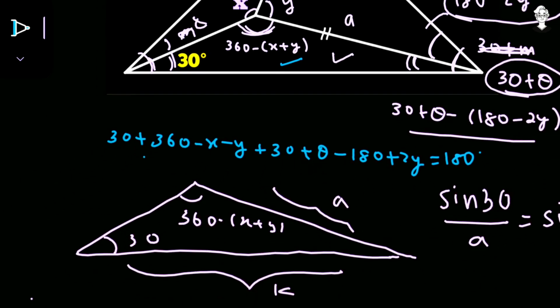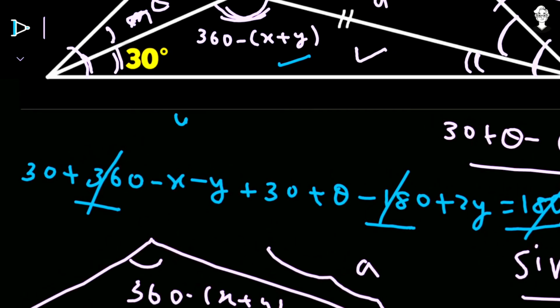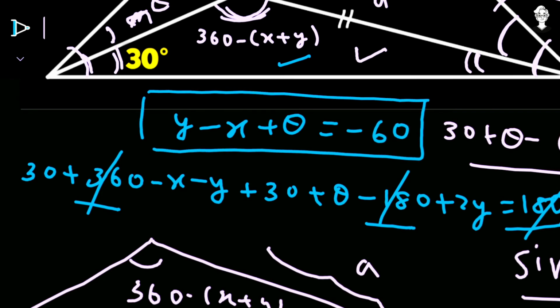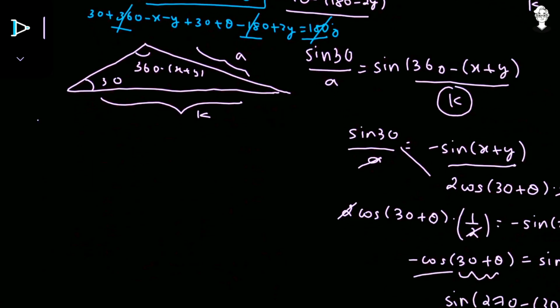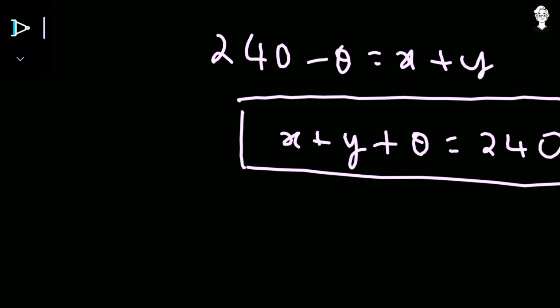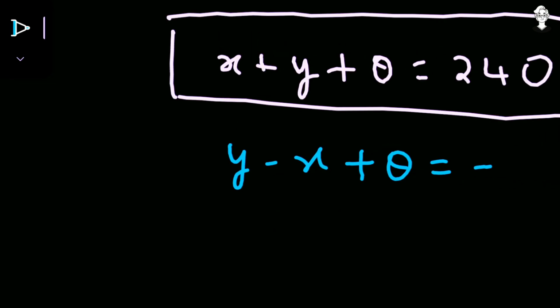So what we can observe is that 360 minus 180 is positive 180, and that will cancel with this. So this got cancelled out. Negative 2y and positive 2y give me only positive y minus x, and here it's positive theta. 30 plus 30 is equal to 60 degree, and when the right side becomes 0 and we shift it over there, it becomes negative 60. So here we have another relation: y minus x plus theta is equal to negative 60. So I'm going to write it over there.